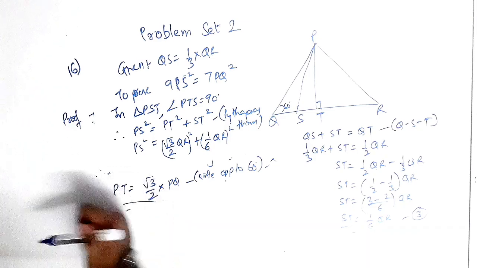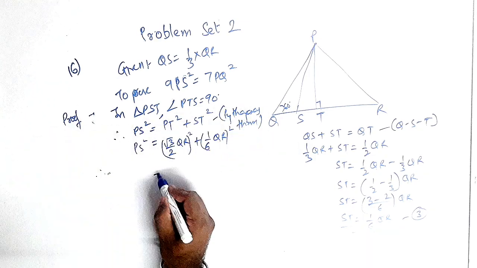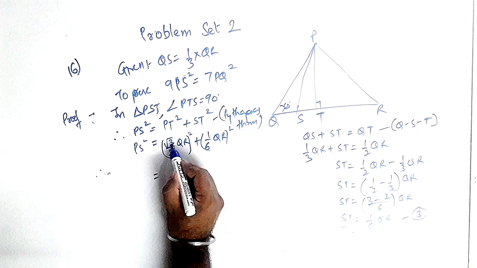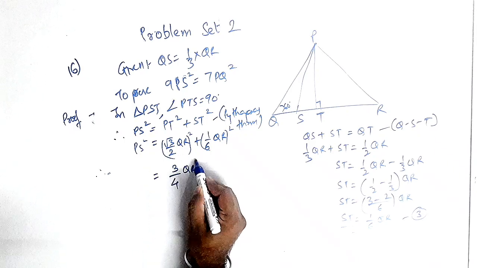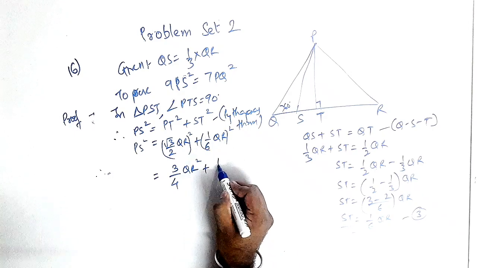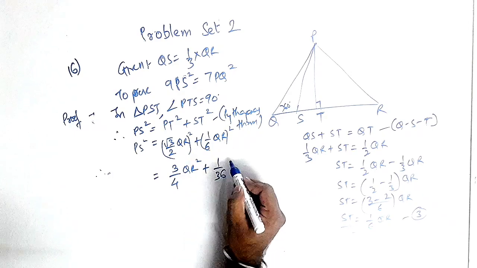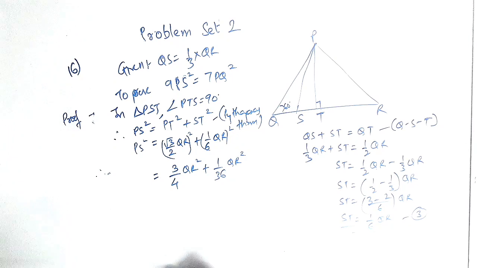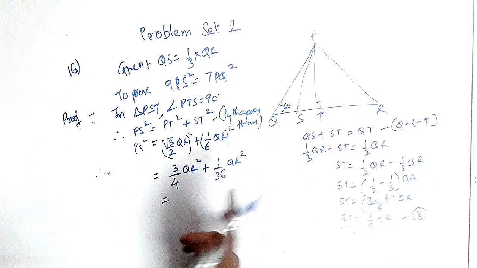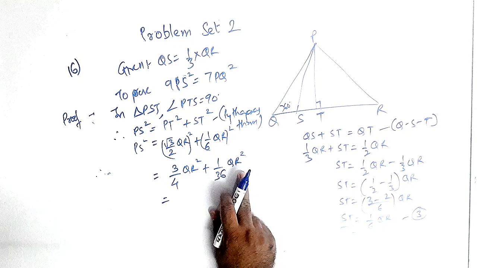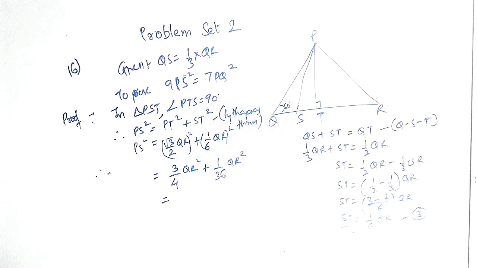Okay, so now if you see I have written this. After opening the brackets, this will become 3, this will become 4, this will become qr square. 1 will become 1, 6 will become 36, this will become qr square. Okay, now we are taking this qr square as common, afterwards we can convert this into qr square into 3 by 4 plus 1 by 36.